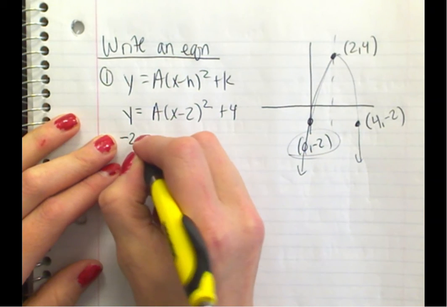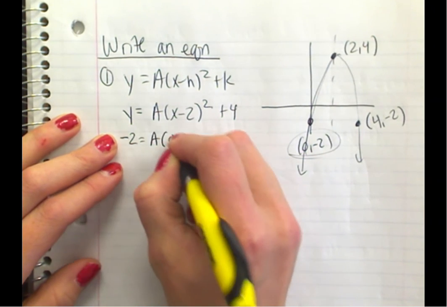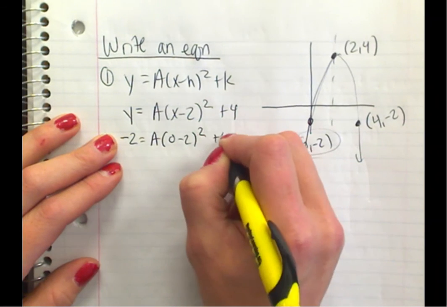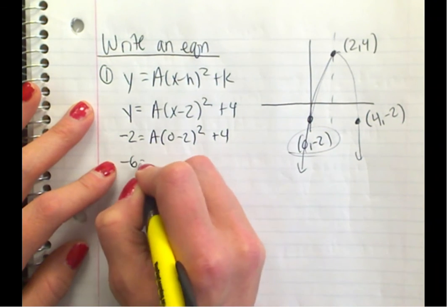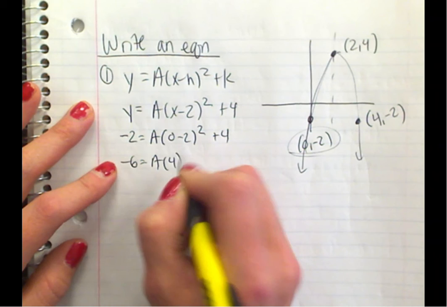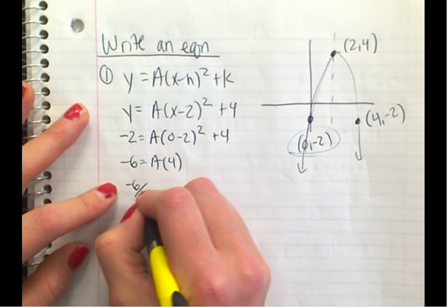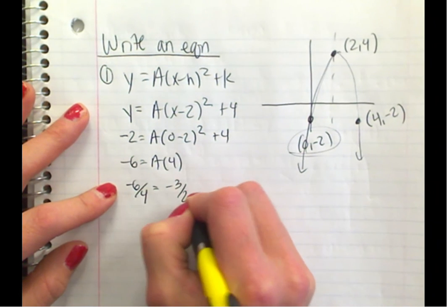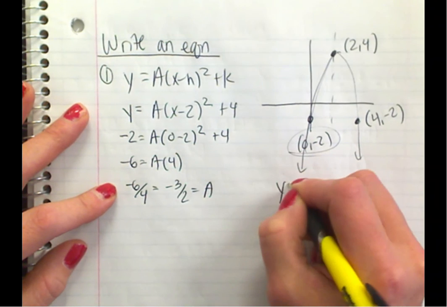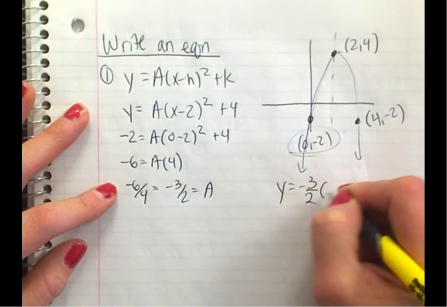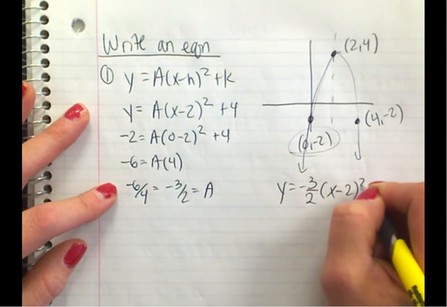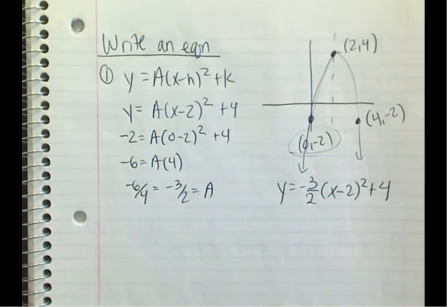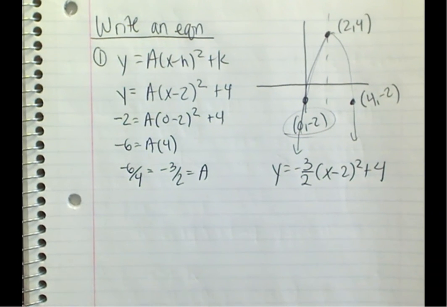Okay, -2, 0. Subtract over, plus 4 equals A. That was nice. There's my equation.